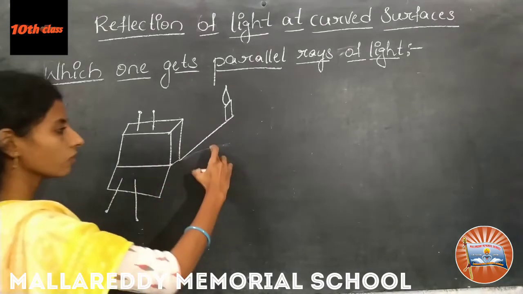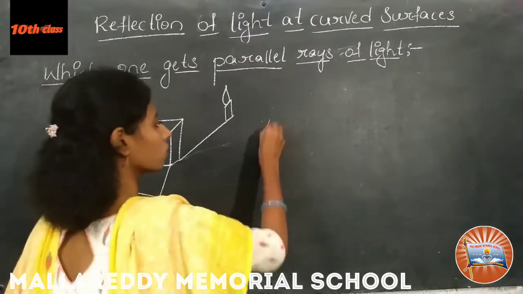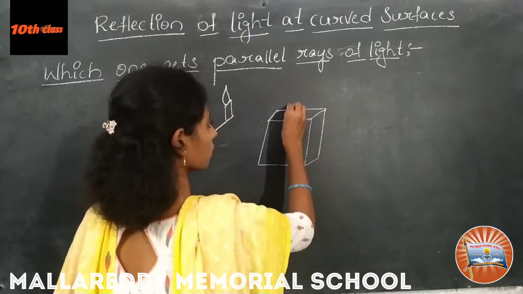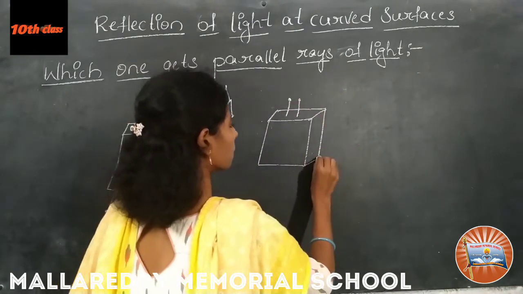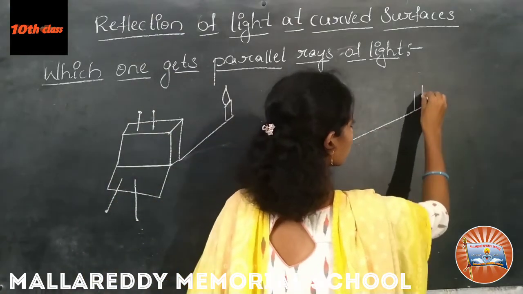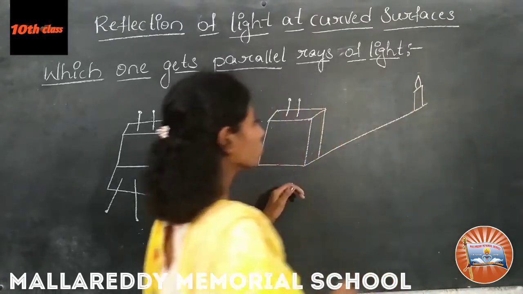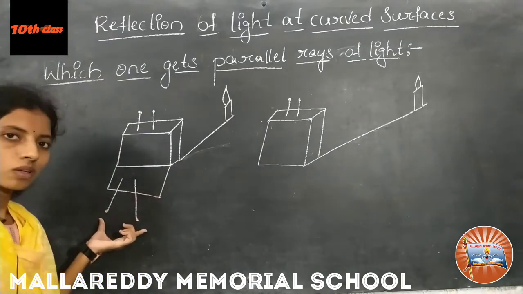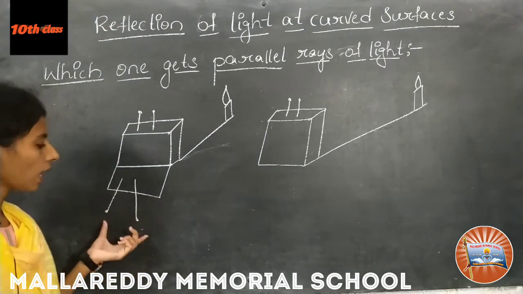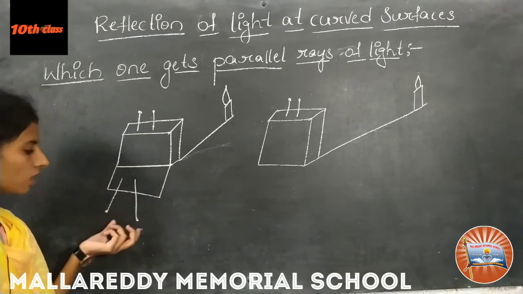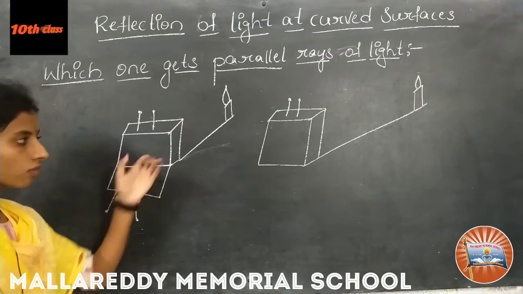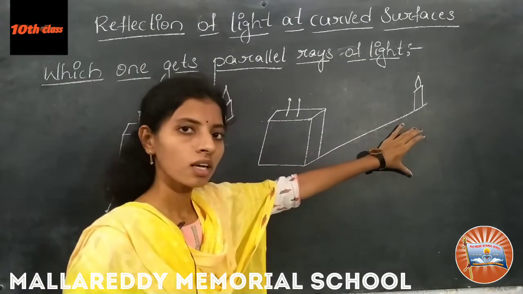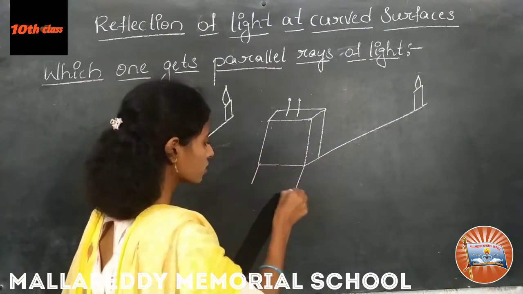Here we have to change the position of the source. So when we move this candle away from the thermocol, the shadow also changes. What will happen? The pins which are diverging here will come to converge when we change the position of the source of the light. So at one point we will get a parallel shadow.